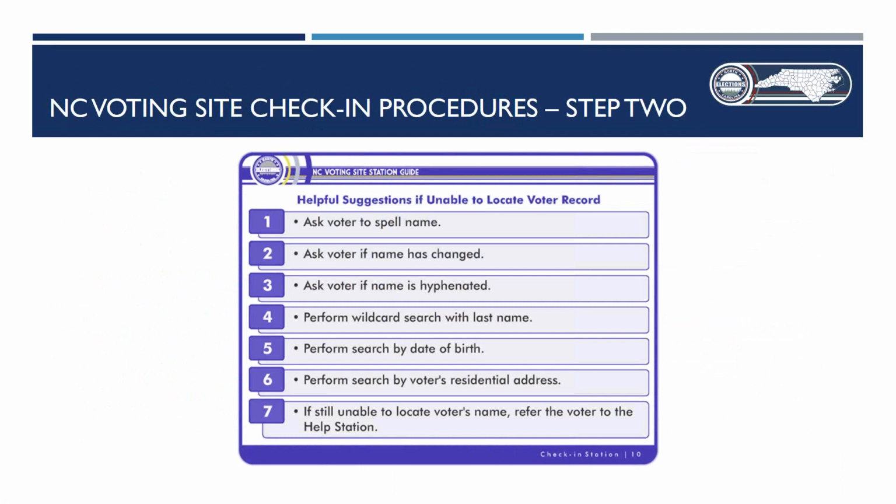And here are some helpful suggestions. If you're unable to locate a voter, like Erica mentioned, you can ask them to spell their name. You can ask if their name has changed, if it has been hyphenated. If you're still unable to locate the voter's name, you will refer the voter to the help station.